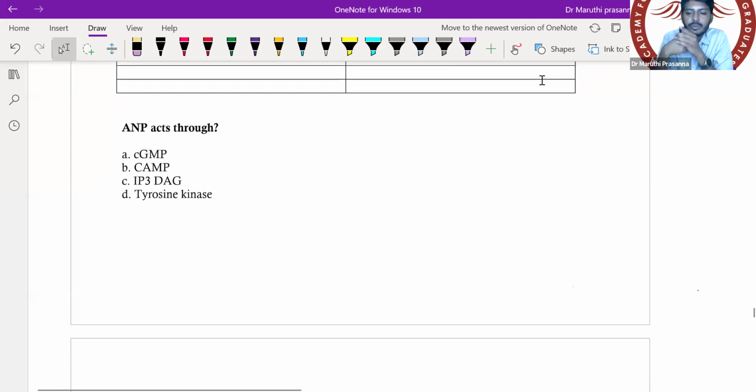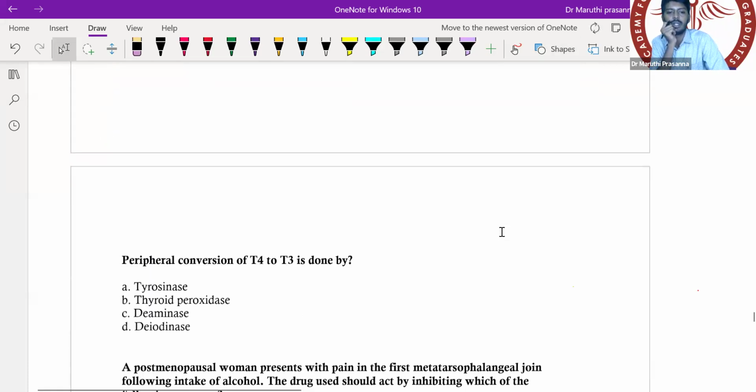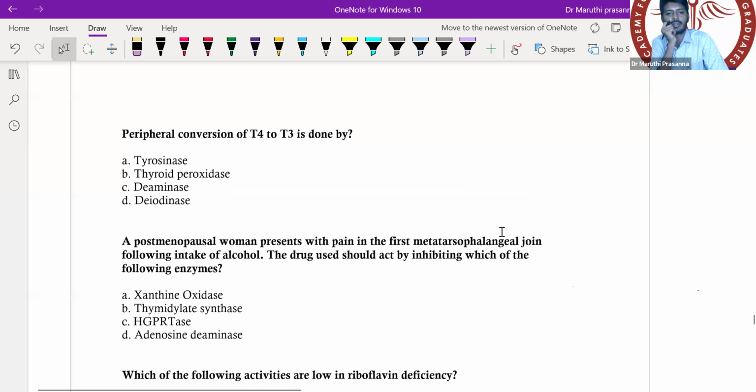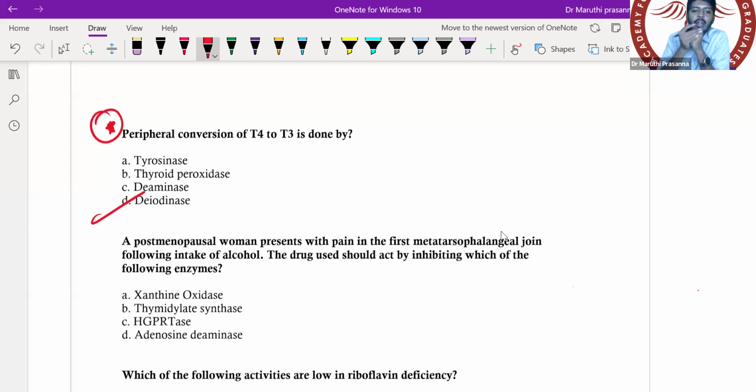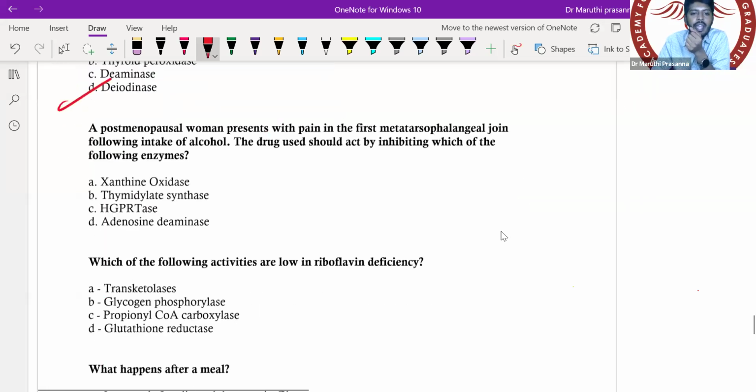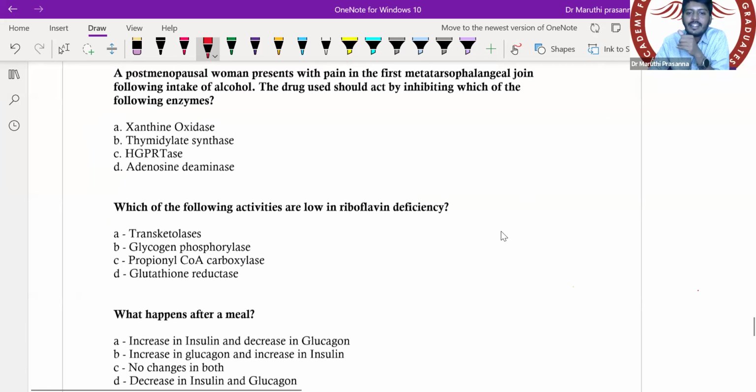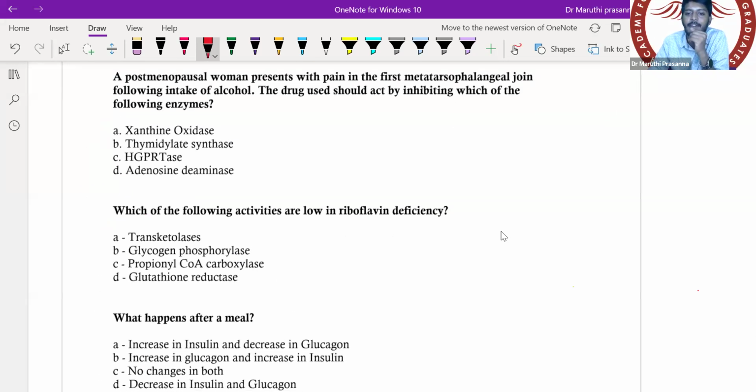ANP acts through, its secondary messenger is cGMP. So let's go to the next question. Peripheral conversion of T4 to T3. This question, come on. The answer is deiodinase, not deaminase, deiodinase. Very good.